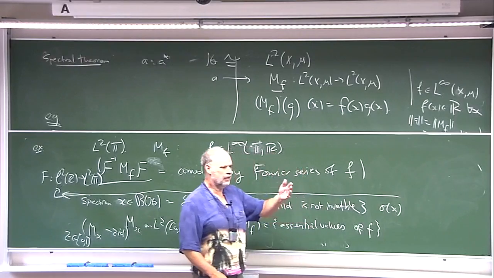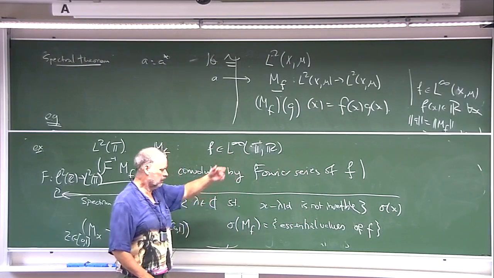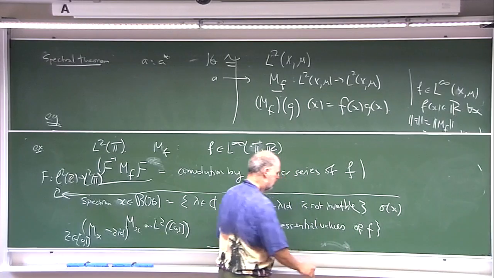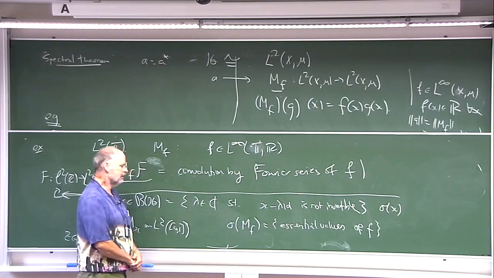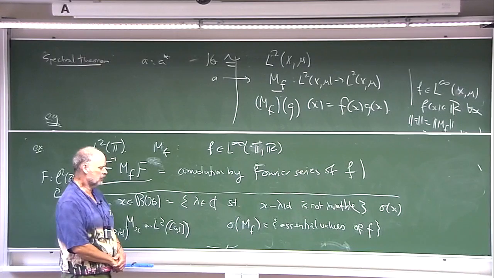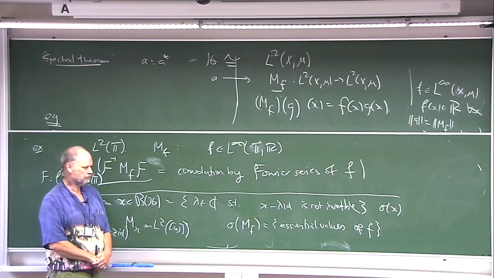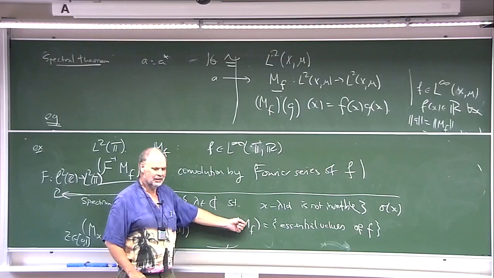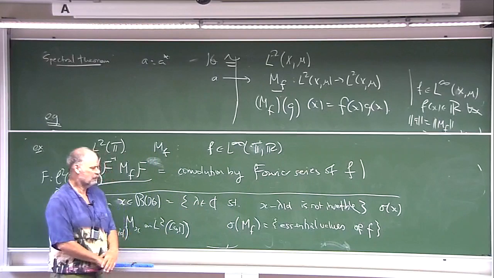Since everything's defined up to sets of measure 0, there are some values that you can sort of throw away, but there are some values that keep on coming back at you, even if you try to throw them away. Those are the essential values, and it's the spectrum of M of F. It's good to think of the essential values as being the spectrum of the multiplication operator.